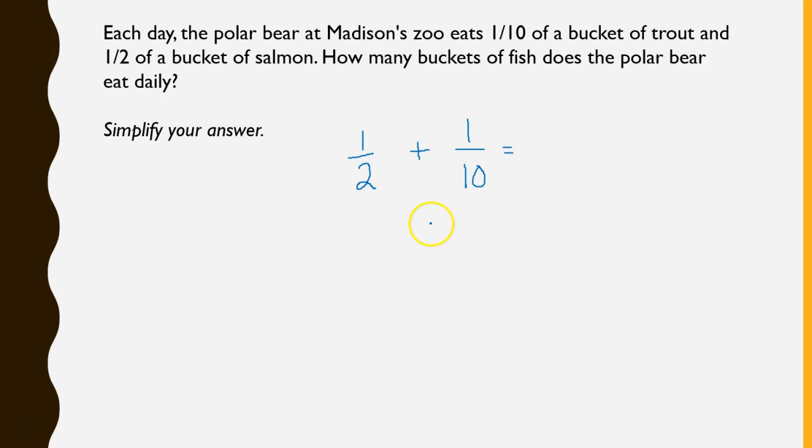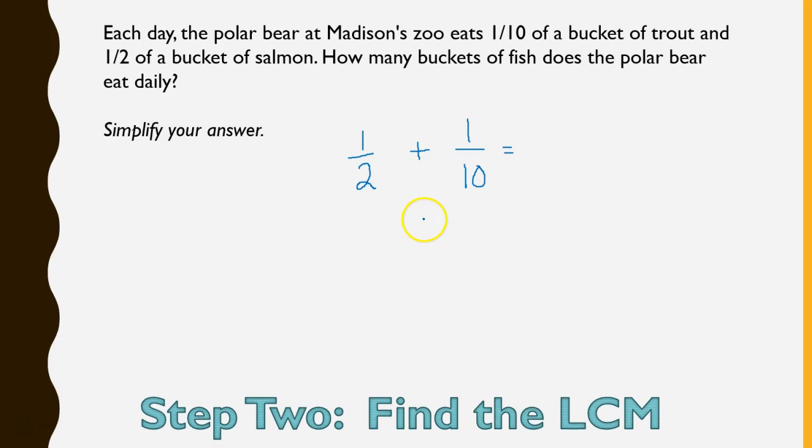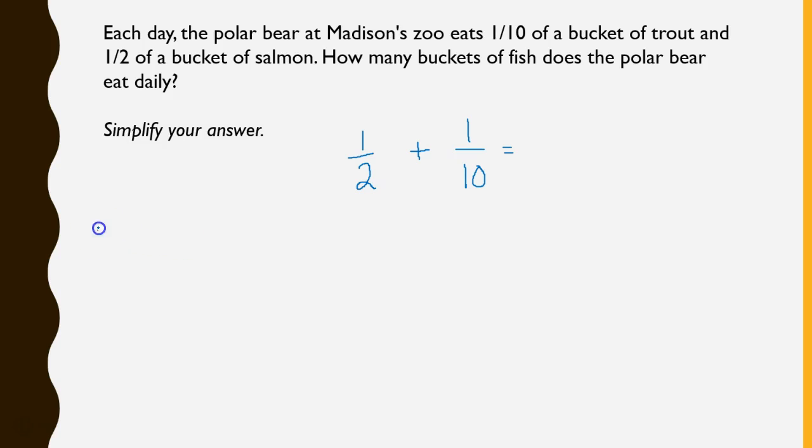Okay, right away I notice that my denominators are different, so I know I need to find the least common multiple. All right, so I'm going to come over here to the side and just make a list of my multiples for 2 and 10. So I just take that 2 and I start multiplying it, making it bigger and bigger. I could skip count, but I'm just demonstrating how to do it. And some kids are like, well, how long of a list do I need? Well, you do it until you find one that they have in common.